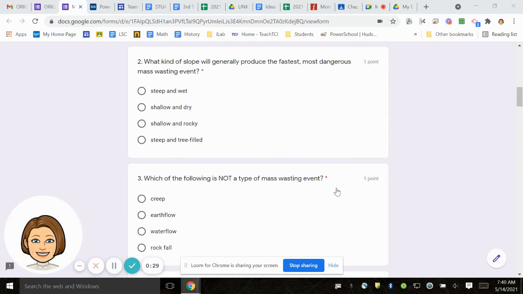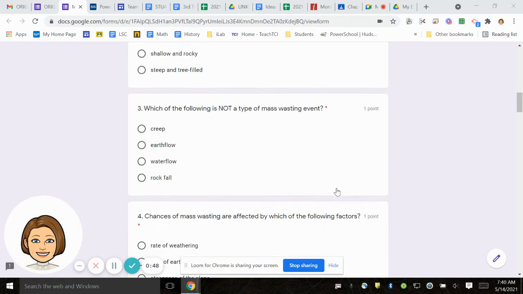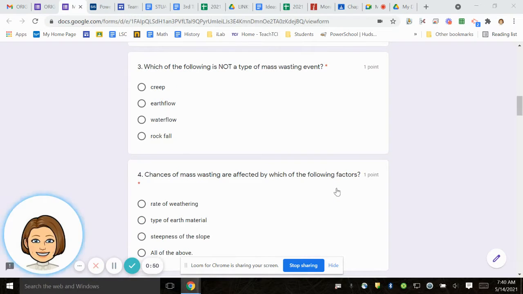Number 2. What kind of slope will generally produce the fastest, most dangerous mass-wasting event? Steep and wet, shallow and dry, shallow and rocky, steep and tree-filled. Number 3. Which of the following is not a type of mass-wasting event? Creep, earth flow, water flow, rock fall.